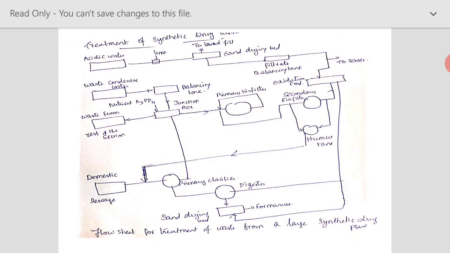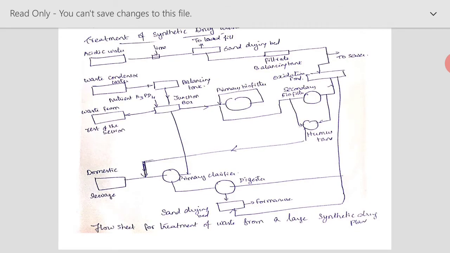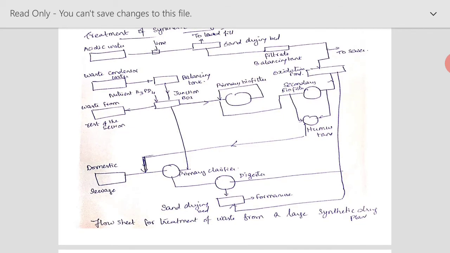In case of domestic sewage, the sewage will first be taken to the primary clarifier, then to the digester, and then the digester sludge will be taken for manure. Similarly, the waste that is coming from the humus tank, together with this, will be taken to the primary clarifier as well as the digester, so that proper digestion will take place and the digester sludge can be used as manure. Even the waste that is coming from the rest of the section can also be taken to the sand drying bed, as well as disposed of as manure. So this is the flow sheet for treatment of waste from a large synthetic drug plant.